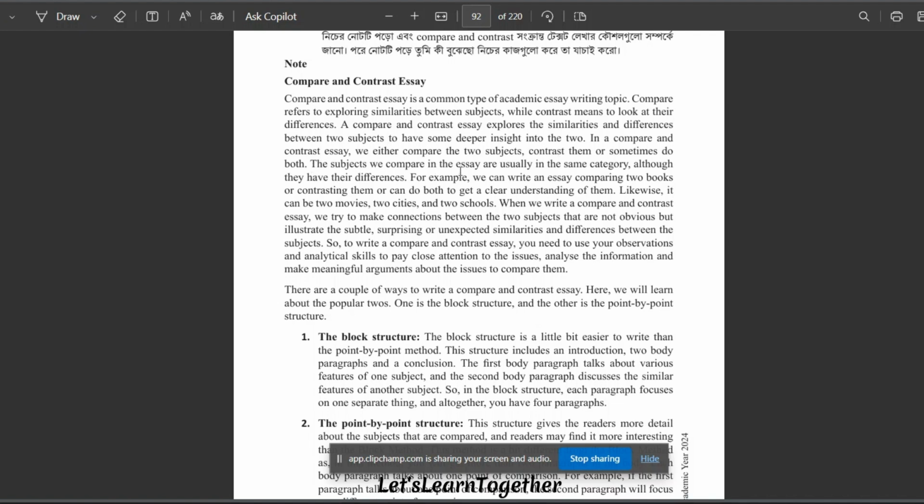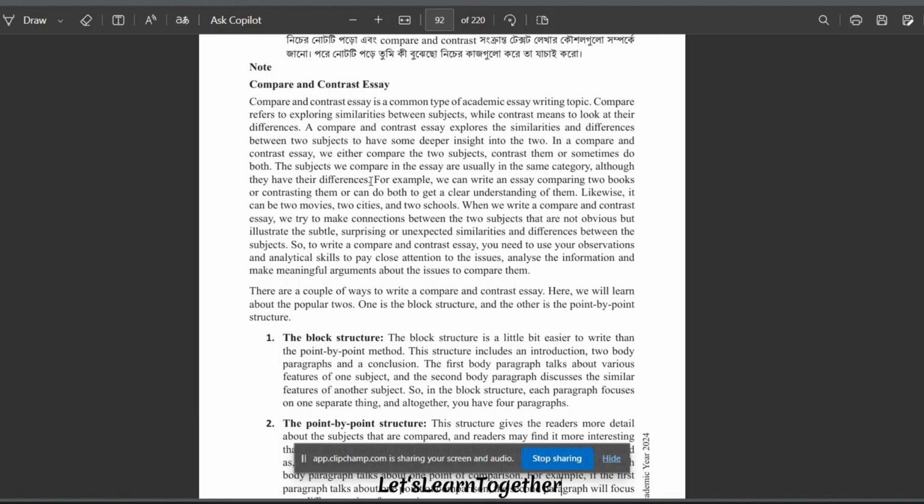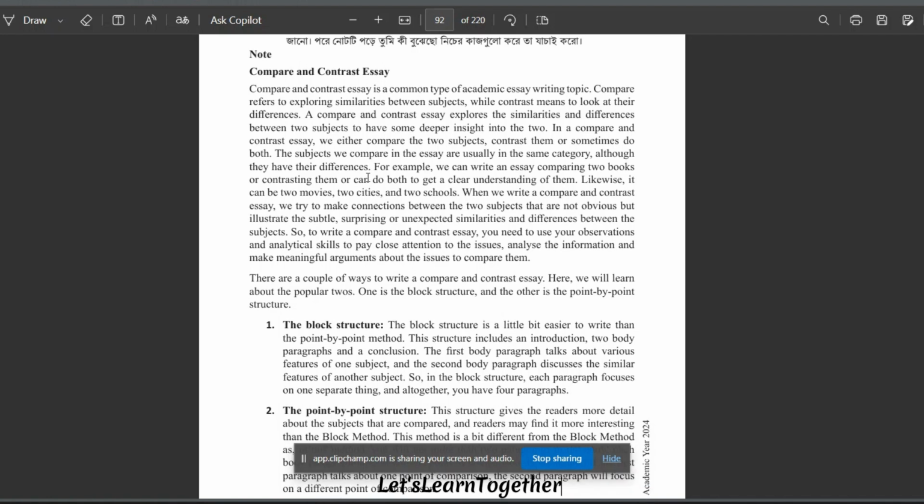The subjects we compare in the essay are usually in the same category, although they have their differences. That means let's say we have selected two subjects for our essay, right? So those two subjects should be of the same category. For example, if we are choosing virus and bacteria for writing a compare and contrast essay, right? So look, bacteria and viruses are of the same category because they are microscopic organisms, right? So whatever subjects we choose, they must be of the same category. Okay, but it cannot be something totally different.